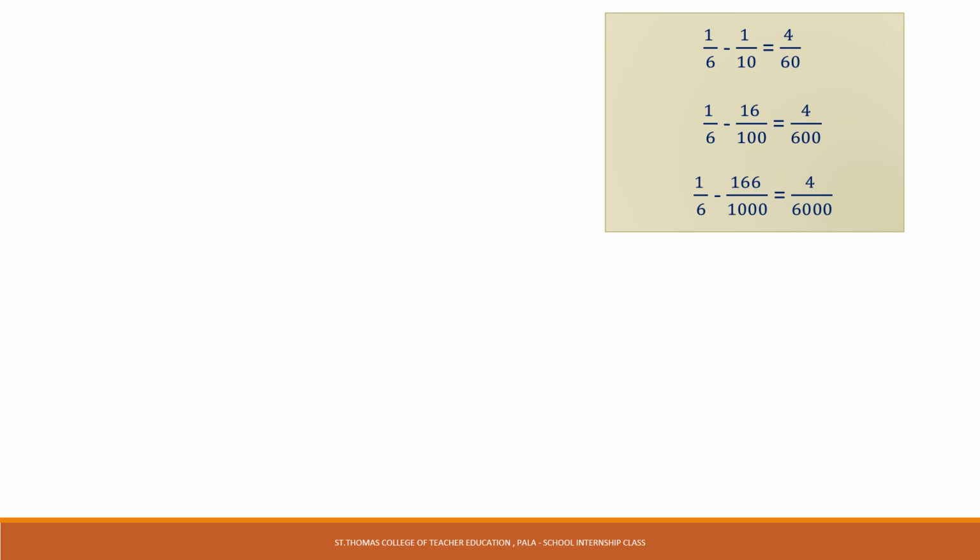Okay. So from all the steps we got these 3 equations. Analyze each of these carefully. Here the RHS is 4 by 60, 4 by 600, 4 by 6000, as it is decreasing from top to bottom. Correspondingly, the LHS also becomes closer and closer. What does it mean?